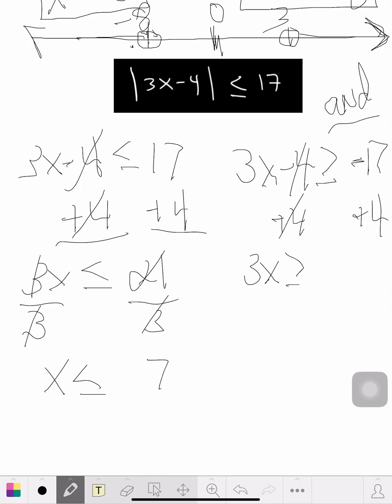Now, negative 17. So we're all the way on the negative 17 on the line. We're adding 4 to it, so that means we're going to the right. We're adding, we're going to the right. So now we're going to be negative 13.